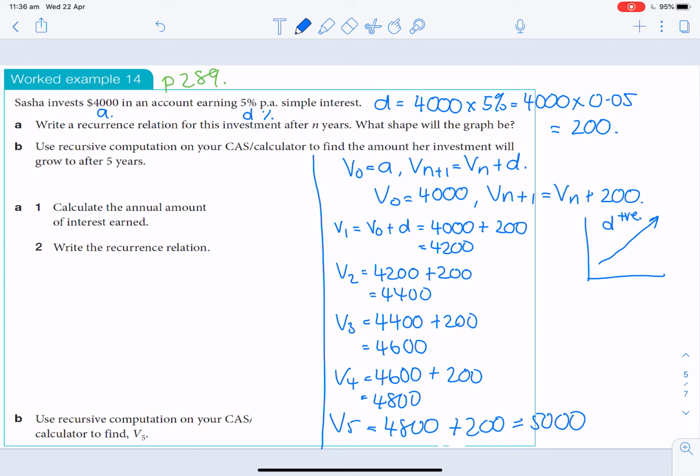So that's part B. I'm going to pop a part B on the side here. That's A, that's B, both for number 1.